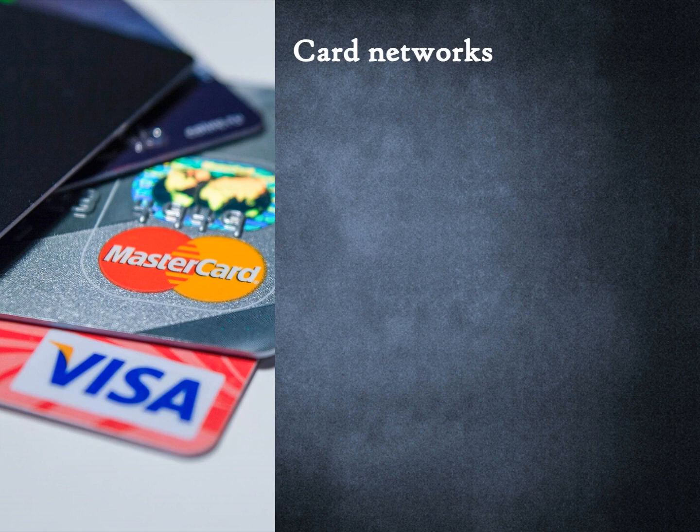Let us summarize the role of the networks. As we have seen, they facilitate authentication and settlement. They set rules for the network. For instance, they may say if a merchant doesn't have a chip-compliant reader, the liability for fraud shifts to the merchant.